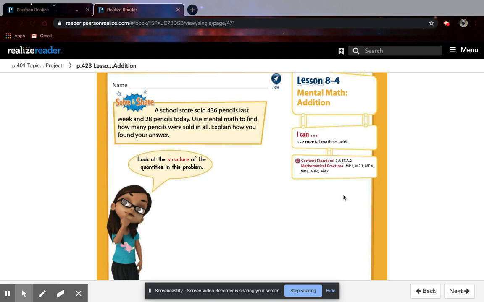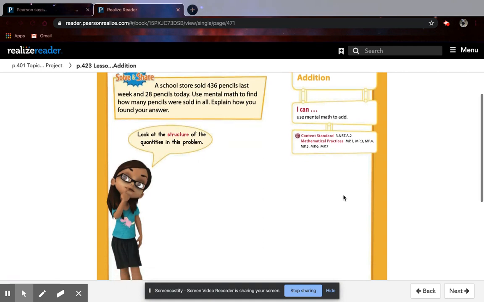Hi everyone. So now we're going to look at lesson 8.4, which is talking about using mental math, so math that we can solve in our head and not use paper and pencil to solve it. So your I can statement for this is I can use mental math to add.